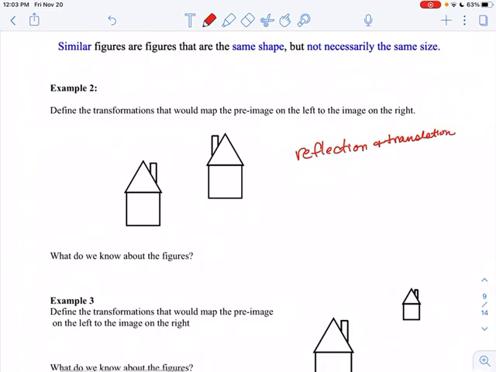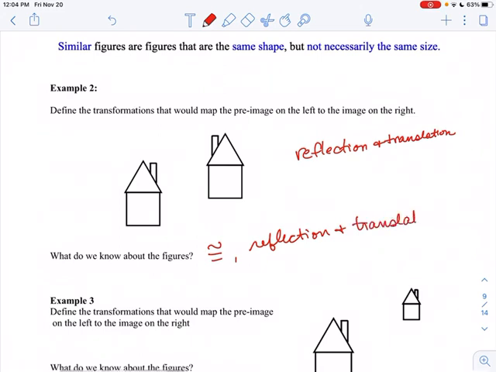I didn't rotate it because I didn't turn it, and the size is exactly the same. All right, so these figures are actually congruent. Why are they congruent? Because remember, a reflection and a translation are both rigid motions, and they preserve the length and the angle measure. So reflection and translation.